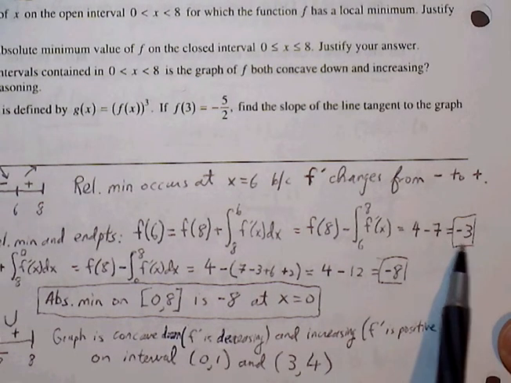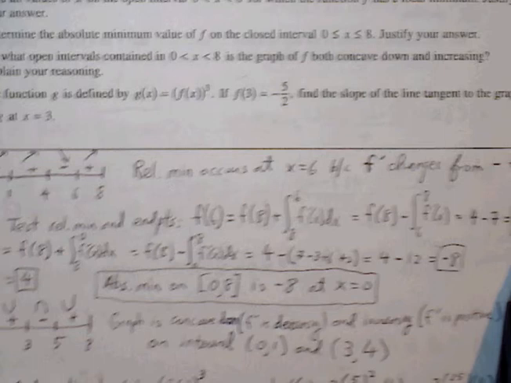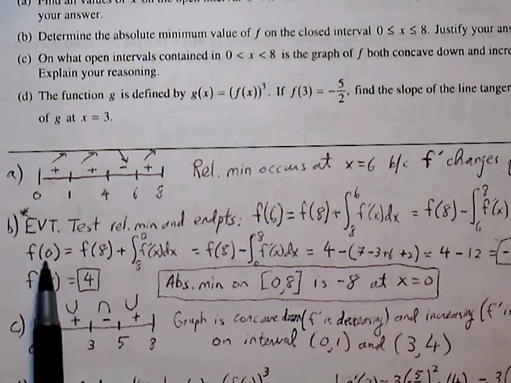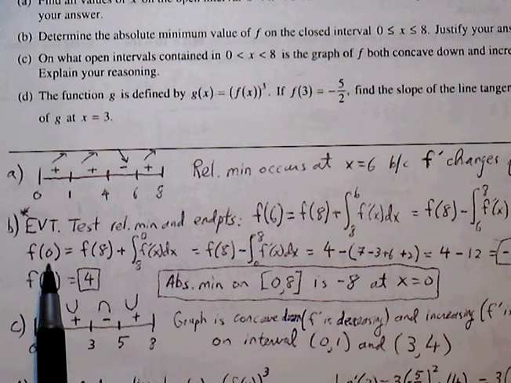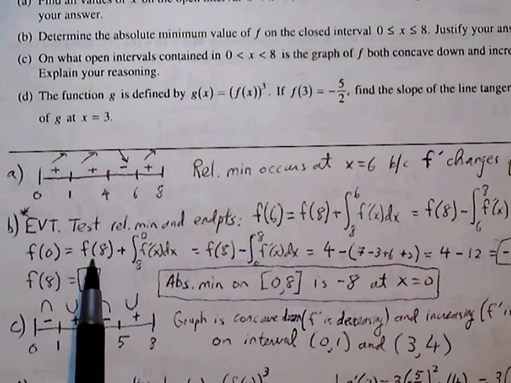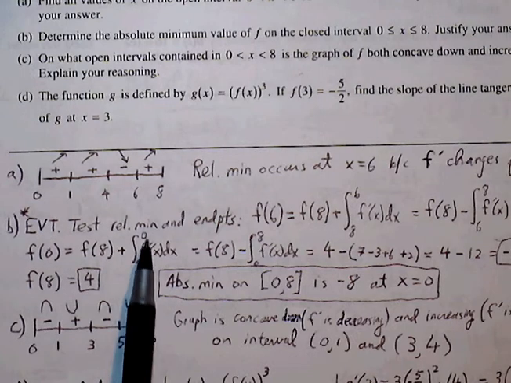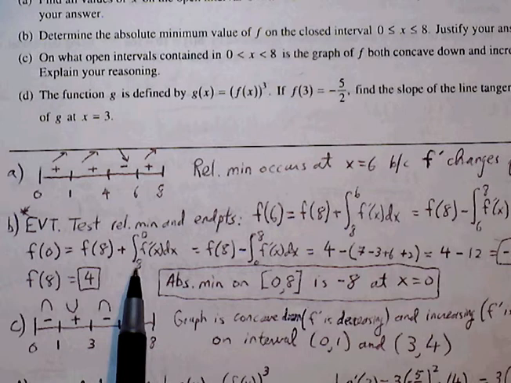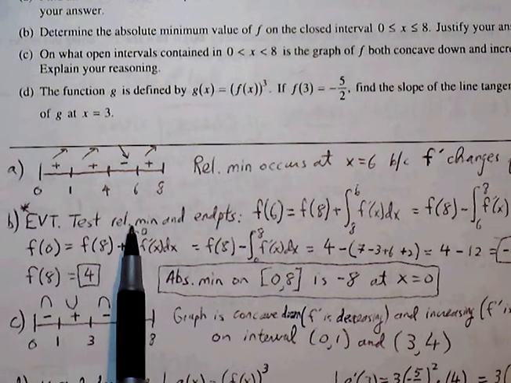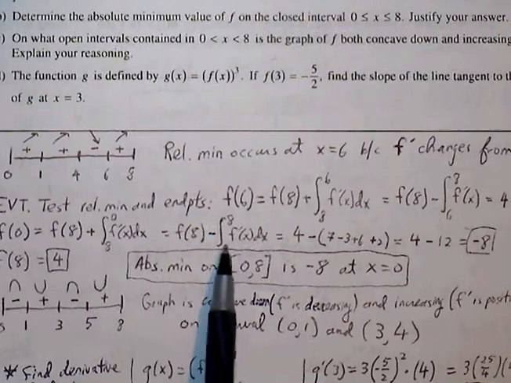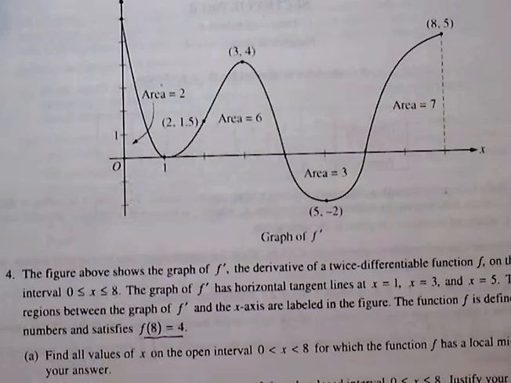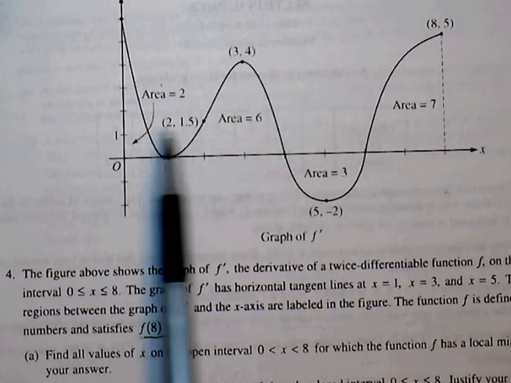We will also want to test the endpoints. So f of 0, my endpoint, must be f of 8 plus the definite integral from 8 to 0. If I want to get from 8, I've got to go backwards from 8 to 0. But again, my lower bound is the higher value, so I'm going to switch this around and put a negative outside. And then the definite integral from 0 to 8, we can look at this graph here. So we have 2 plus 6 minus 3. So 8 minus 3 is simply 5.